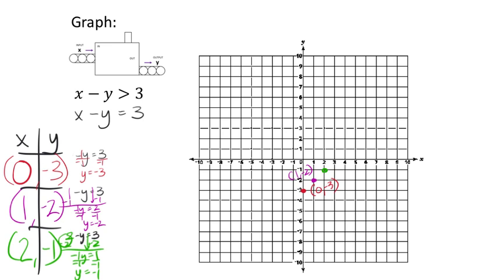2, negative 1. And again, you can see that stair-step pattern coming to fruition, hopefully a little bit, because the points are a little closer together. But that's enough for me to make this line.